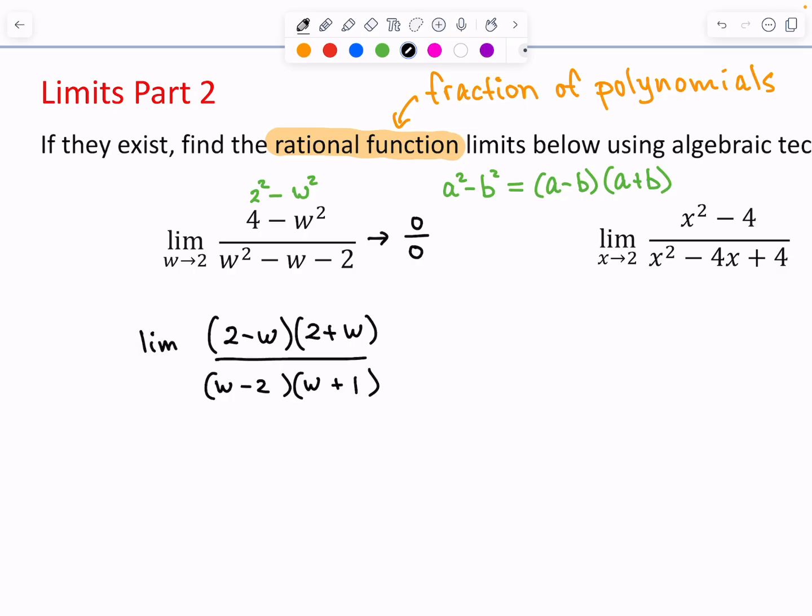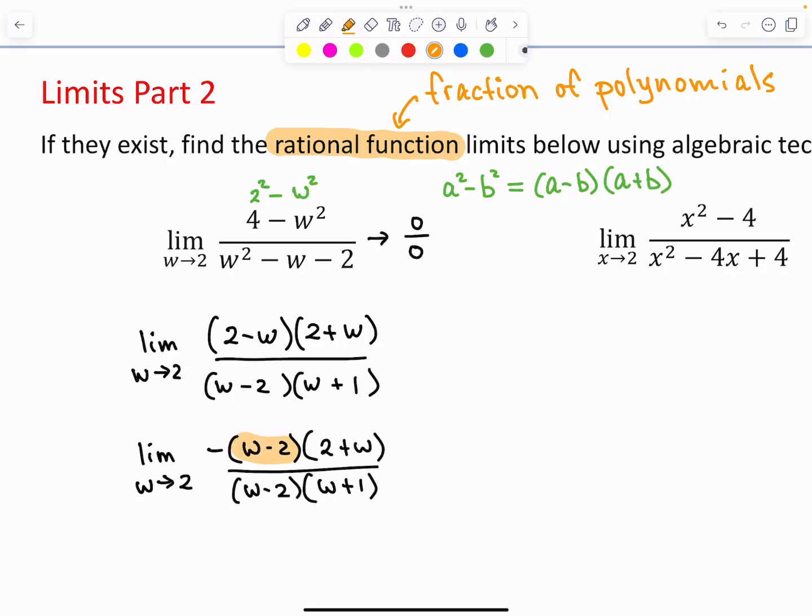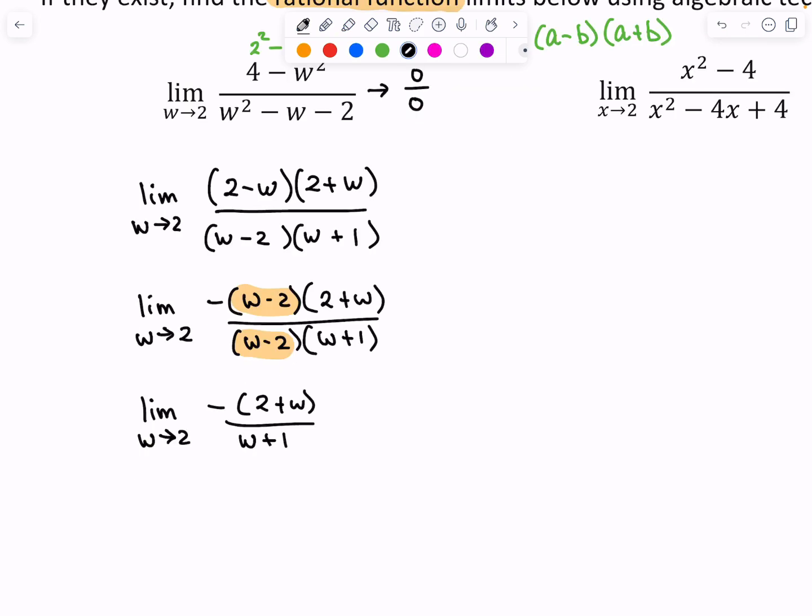And we're still doing a limit as w approaches 2. Now this factor and this factor are pretty close to each other, but they're in reverse order. You can factor a negative out of one of these differences. Let's factor a negative out of the numerator. That would change that first term to w minus 2, and then we have a 2 plus w. And the denominator I'll leave the same. And now we can see we get cancellation of the w minus 2's, leaving us with this function. This function is now continuous at 2.